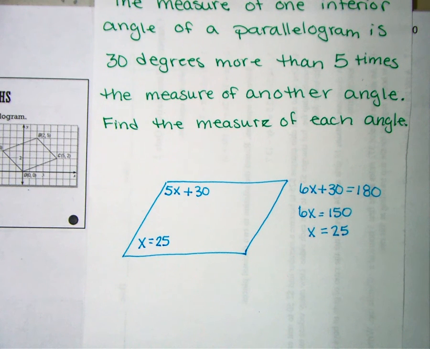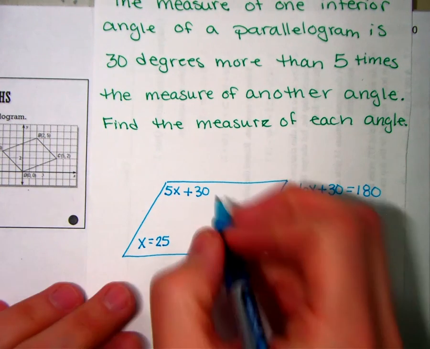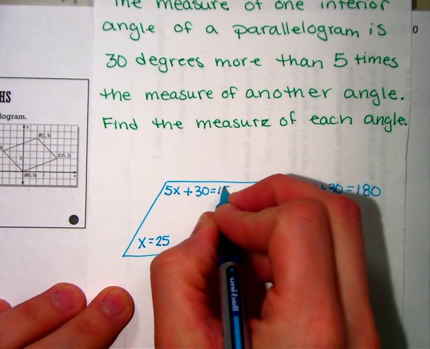So if one of them is 25, then the other one is 180 minus 25. But you might want to just check and make sure that when you plug 25 back in, you actually do get an angle that's supplementary to the other one. So 5 times 25 plus 30 would be 155. And is that supplementary to 25? Yeah. So this is 155.